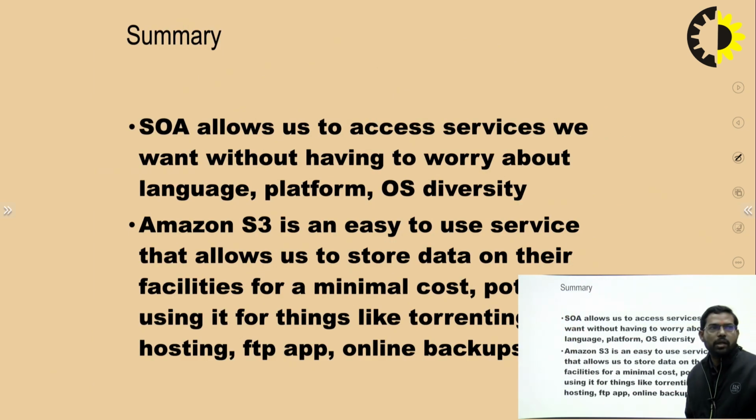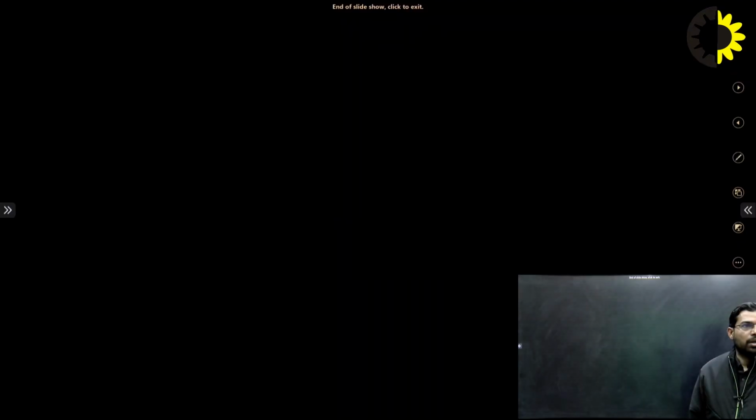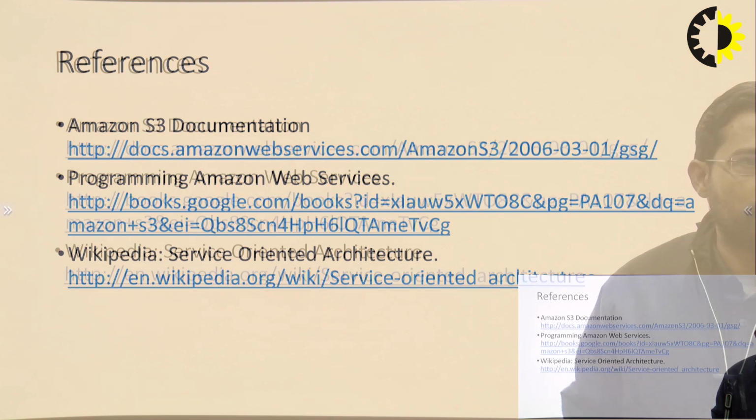So, summary: SOA allows us to access the services we want without having to worry about language, platform, or OS diversity. Amazon S3 is an easy to use service that allows us to store data on their facilities for a minimum cost, with potential uses like torrenting, web hosting, FTP, online backup, etc. These are some references: Amazon S3 documentation, Programming Amazon Web Services, Wikipedia on service oriented architecture. So that is the end of today's lecture.